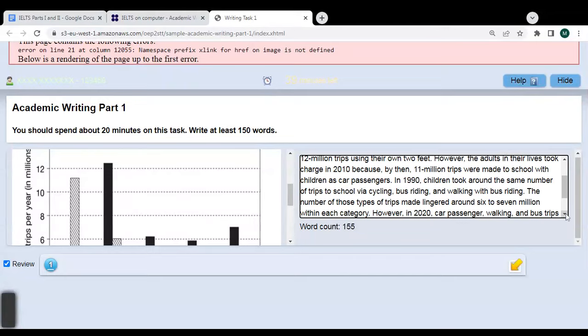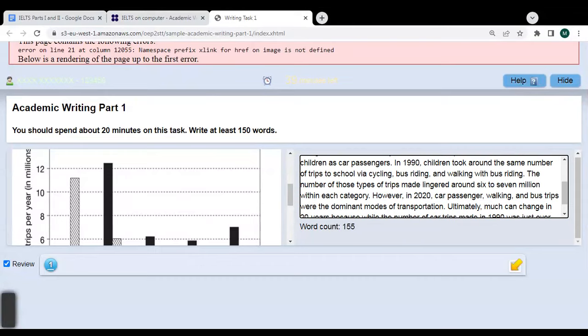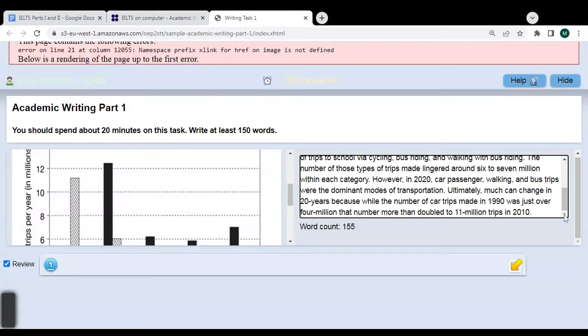In 1990, children took around the same number of trips to school via cycling, bus riding, and walking with bus riding. The number of those types of trips made lingered around 6 to 7 million within each category. However, in 2020, car passenger, walking, and bus trips were the dominant modes of transportation. Ultimately, much can change in 20 years because while the number of car trips made in 1990 was just over 4 million, that number more than doubled to 11 million trips in 2010.